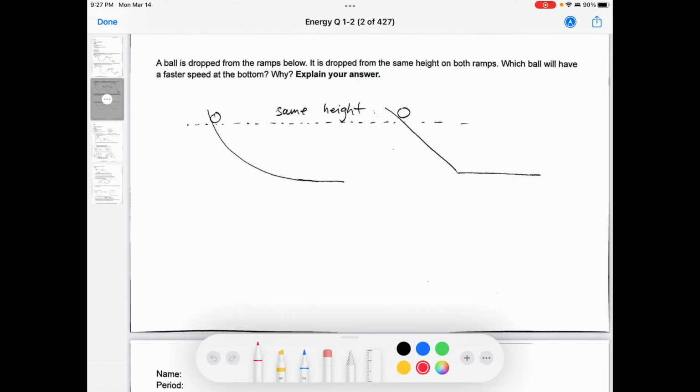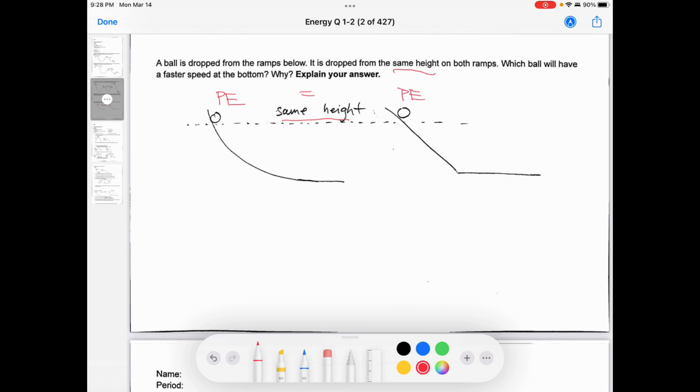All right, class, so now let's look at this problem. This problem says a ball is dropped from the ramps below. It is dropped from the same height on both ramps. Which ball will have a faster speed at the bottom? And why? Explain your answer. Okay, so these balls are being dropped from the same height. And so that means that their potential energy is equal to each other because they are at the same height.